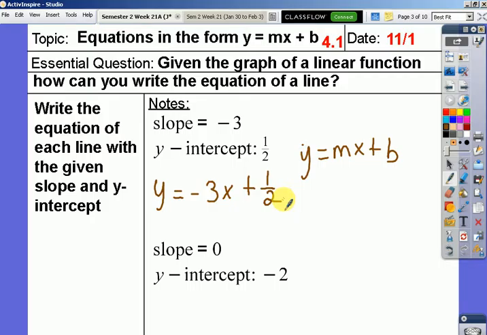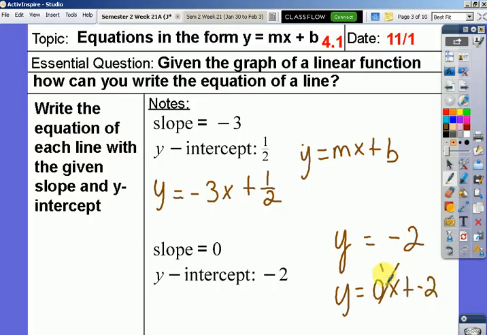All right. The next one says the slope is 0, the y-intercept is negative 2. So what does that look like? Yeah, 0x is just 0, right? So in other words, this is y equals negative 2. Not 0x plus negative 2. 0 times anything is just 0, right? So we don't have to rewrite it as y equals 0x plus negative 2, because we already know that's going to go bye-bye. It's going to be gone, right?